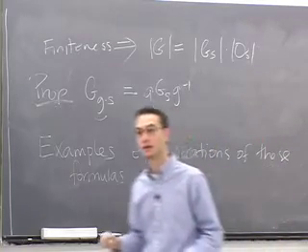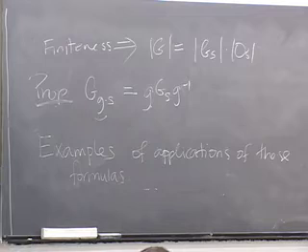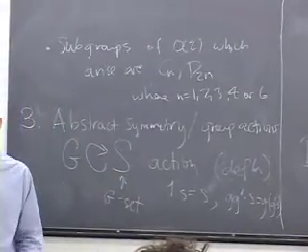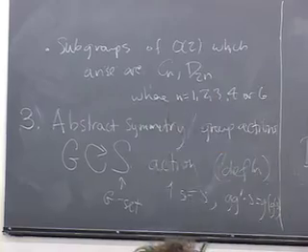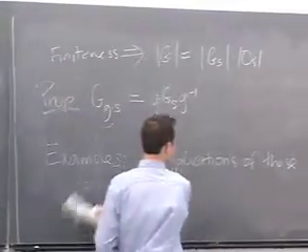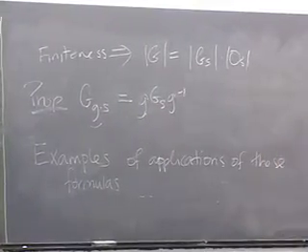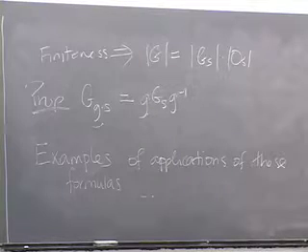Yeah? Just along those lines, can you explain a little more what you mean by G-set? So a G-set is a set equipped with a group action. So this thing is a G-set because it has an action of G on it. So set equipped with G action and G-set are synonyms. Okay.